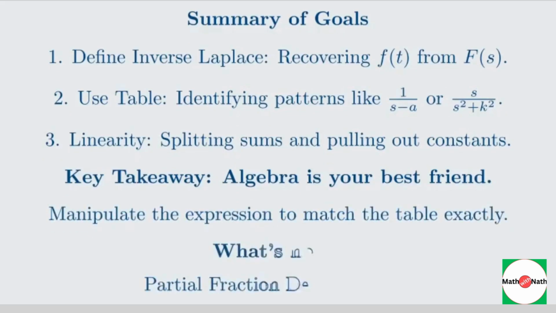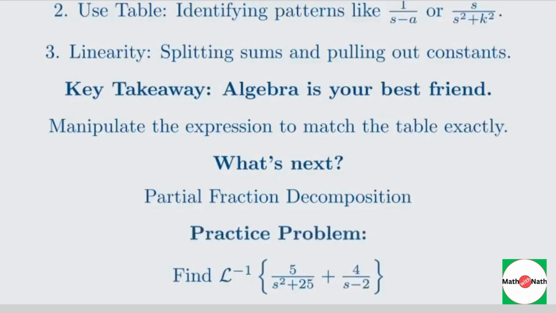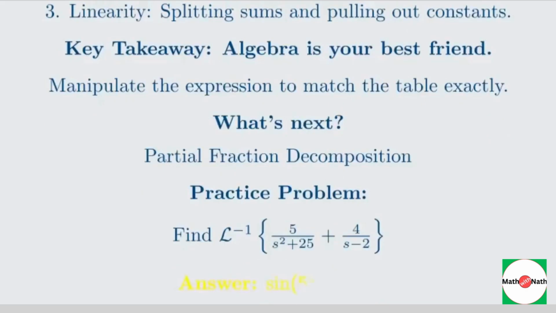In our next lesson, we will tackle more complex denominators using partial fraction decomposition. This will allow us to break down even the most complicated rational functions into the simple forms we use today. Before you go, take a moment to think about this practice problem. How would you split it up? What constants would you need to adjust? If you found sine of 5t plus 4 e to the 2t, you are right on track. Great job today!